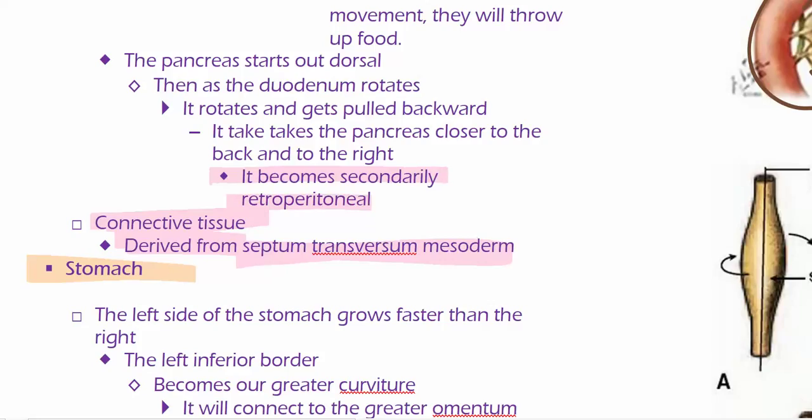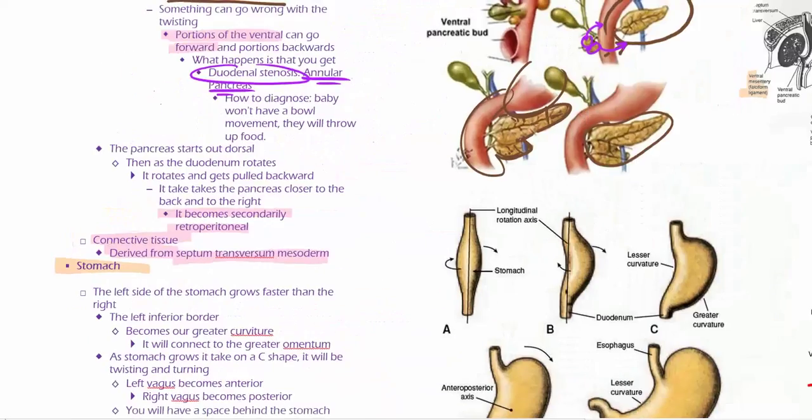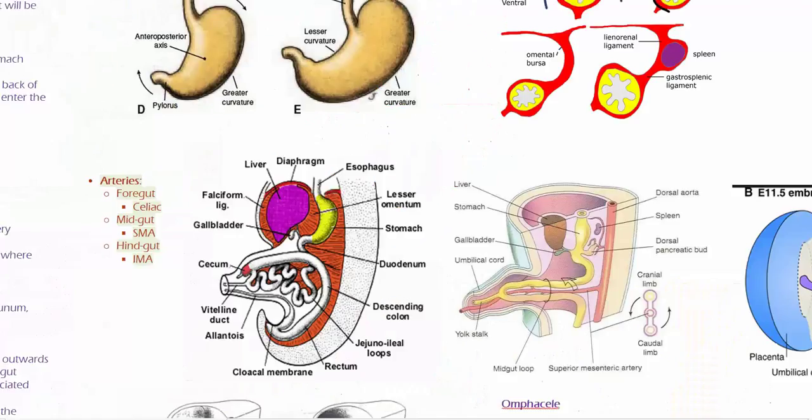Any organ that's secondarily retroperitoneal is an organ that was first intraperitoneal and then it became retroperitoneal. Primary retroperitoneal means that you were always retroperitoneal. Secondarily retroperitoneal means that you were first intraperitoneal, meaning that you were within the peritoneal cavity, and then you became retro. You were behind the peritoneal cavity. So you become secondarily retroperitoneal. So here we go. Where is this image?